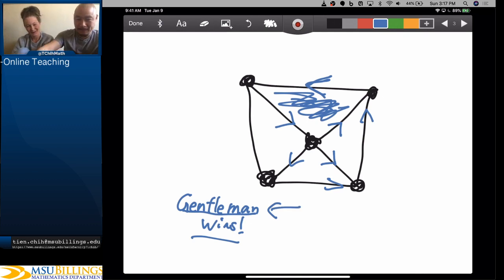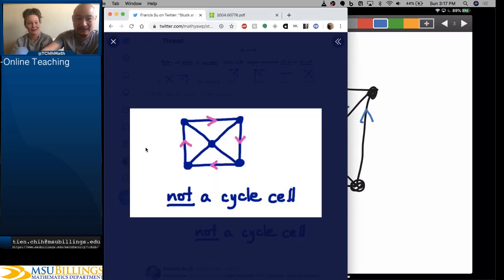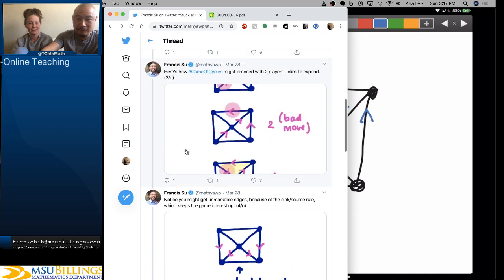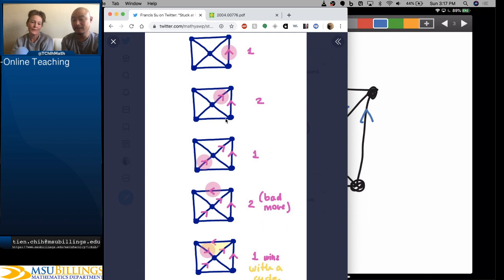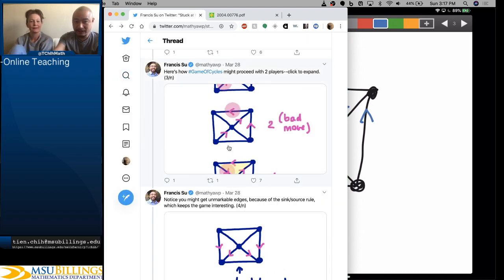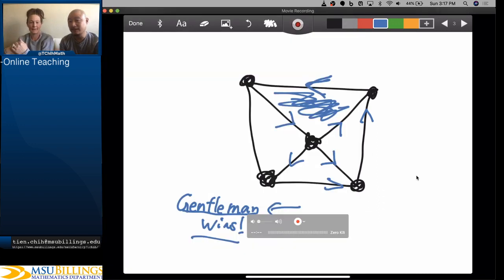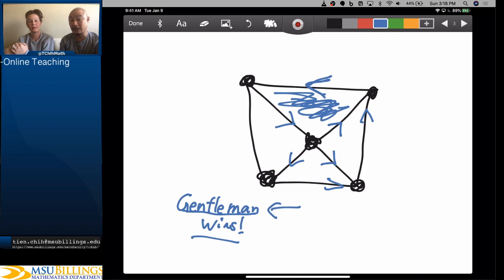To go back to the original tweet, Francis Su introduces his own example of a game that's played, and in his example, player one also wins. Here's a question you can ask yourself. When we're playing on this board, does player one always win? Or does player two have a strategy that they can employ to win?